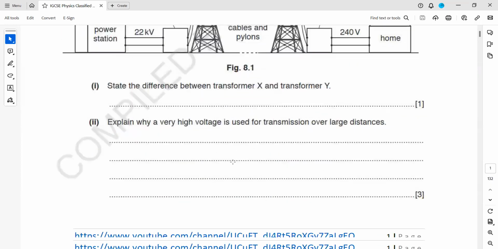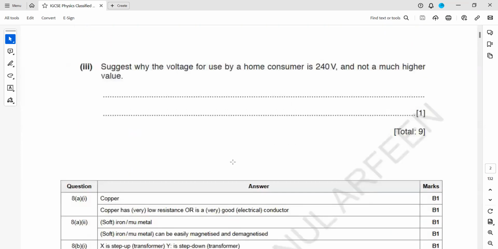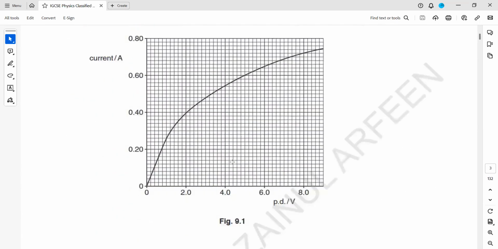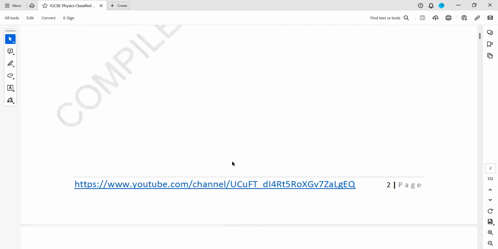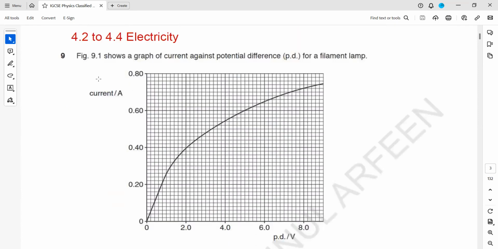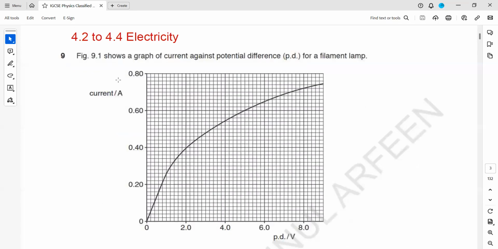So this one is an important topic, electricity and magnetism. Journal physics is one which is very important, as well as electricity and magnetism. The last thing we did was questions on pages 1 and 2. Page 3. Figure 9.1 shows a graph of current against voltage.